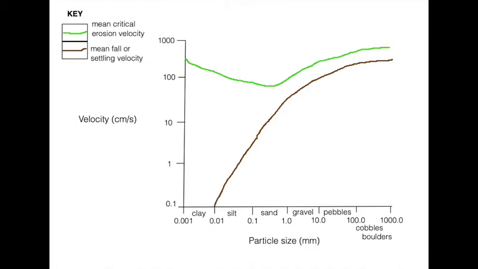Larger particles such as gravel, pebbles, cobbles and boulders have a similar mean critical erosion velocity to that of clay, which is higher. The smaller the particles, the easier they are to pick up. So as you can see, silt is quite easy to pick up from the green line, as well as sand. The only exception to this is clay. The reason is similar, as these larger particles require water with more energy to be eroded.